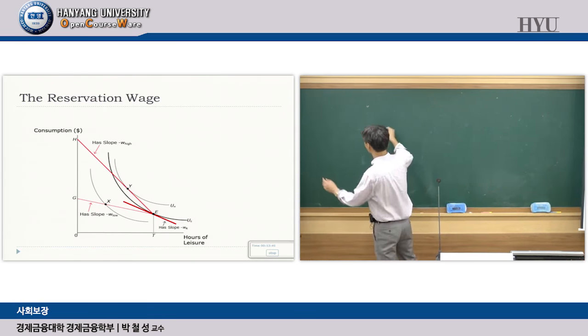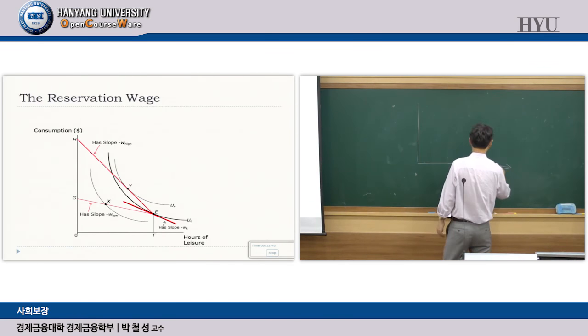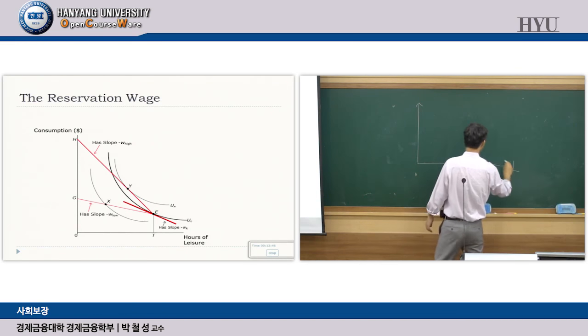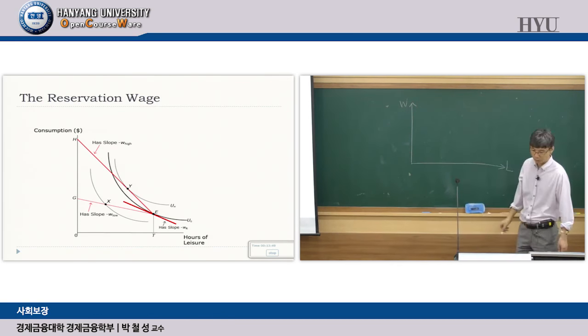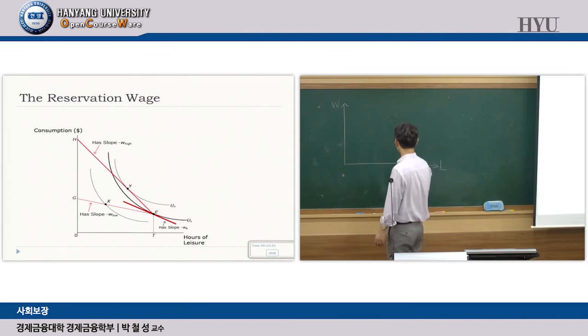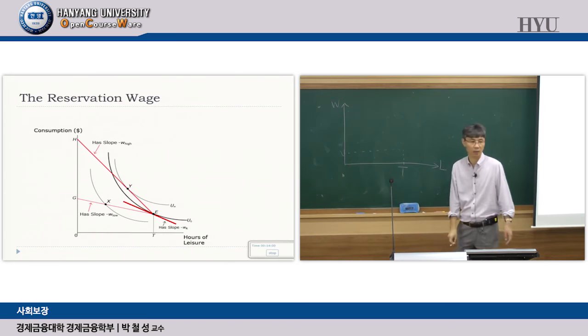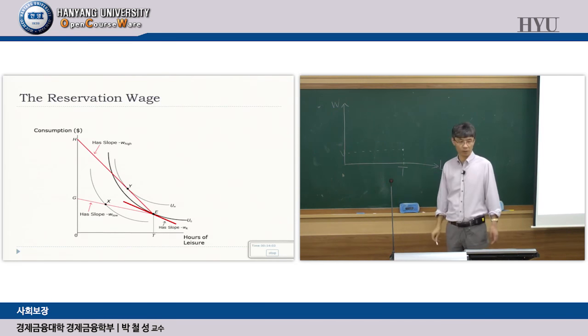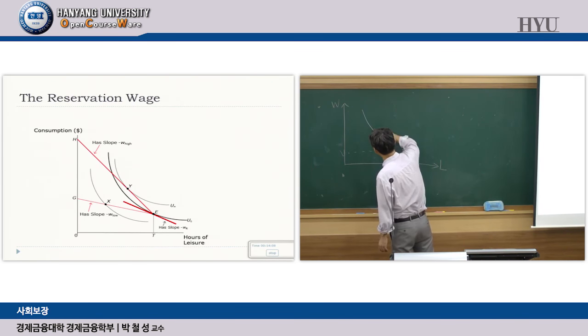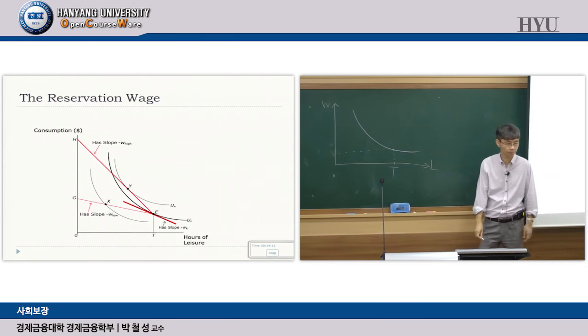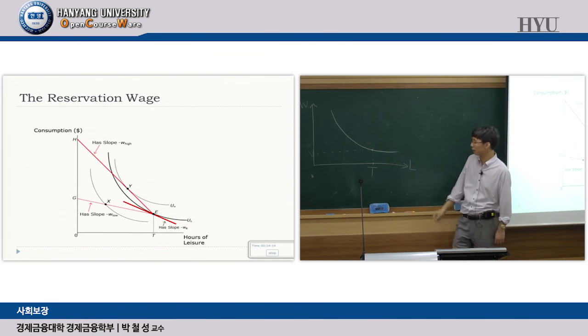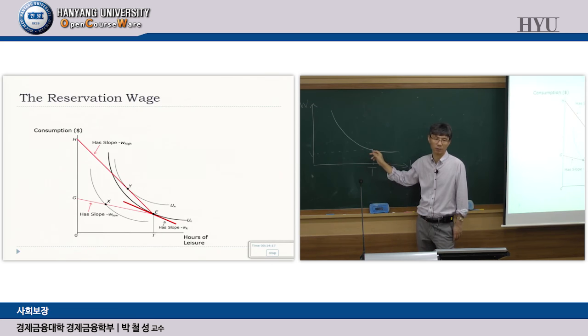Let me draw a diagram, basically the same diagram. So L and W, leisure and wage. Think of an individual who is not working, and that individual should be at this point. Let's say this individual has an indifference curve that looks like this.